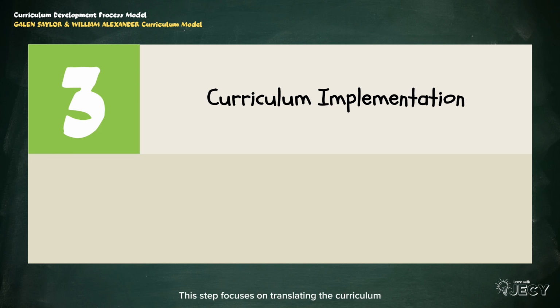This step focuses on translating the curriculum plan into action, ensuring that the teaching and learning activities align with the intended goals, objectives, and instructional strategies. Let's delve into the components of curriculum implementation and provide an example to illustrate each aspect.